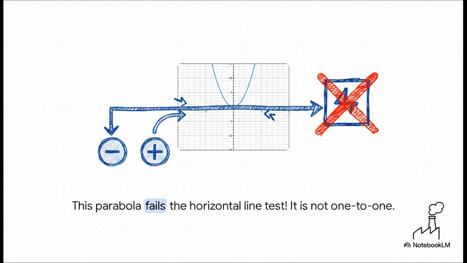Well, this is the horizontal line test. If you draw a horizontal line across a standard parabola, it crosses the graph in two separate places. So what does that mean for our factory? It means two completely different inputs, let's say -2 and +2, both result in the exact same output of 4. Because of that, this function is absolutely not one-to-one. It is an injective failure.